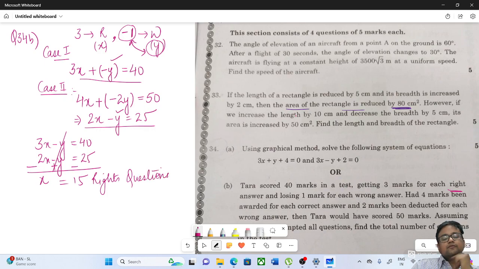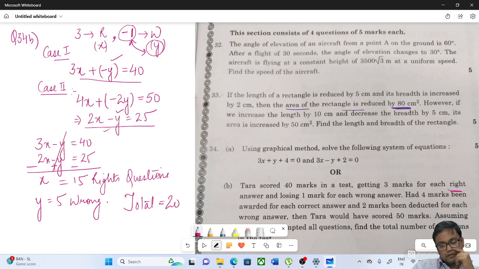And how many questions did she attempt wrong? You can put the value anywhere. Here, यहाँ पे रख सकते हैं. So if x is 15, 30 and 5 questions, right? Y is 5. And the total number of questions is 20.